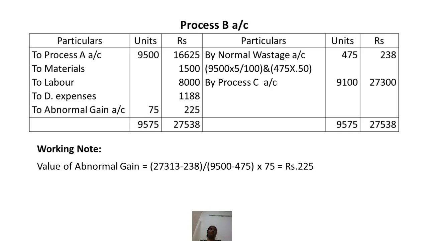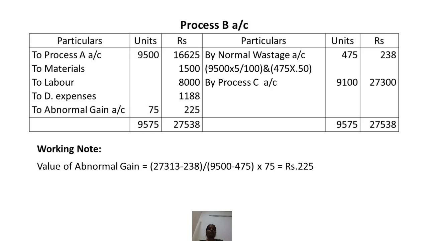Process B amount is, process C account 27,300 as already gone, and then 238. Add up, we get 27,538. The same total comes here in the debit side also. Here the difference goes to abnormal gain, that is 75 units and then 225. Then the value of abnormal gain is given by 16,625 plus 1,500 plus 8,000 plus 1,188.